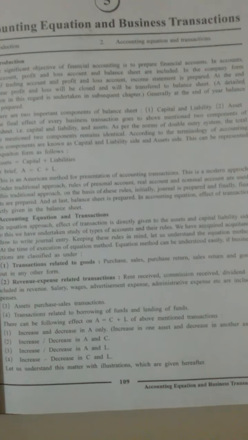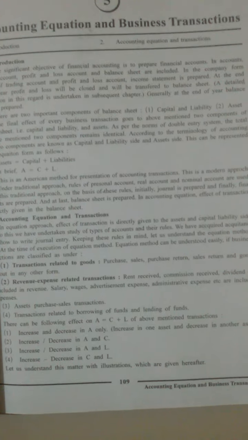So as you can see, the two columns are again matching. 50,000 as assets, and capital plus liabilities also 50,000. Both are matching. Like this you have to add and subtract. If anything is increasing then you have to add that amount, and if any amount is decreasing then you have to minus that amount.